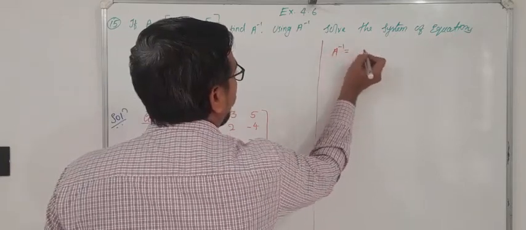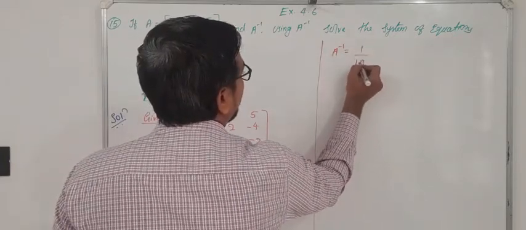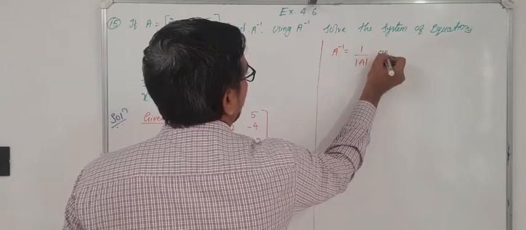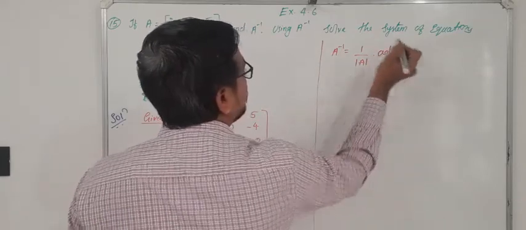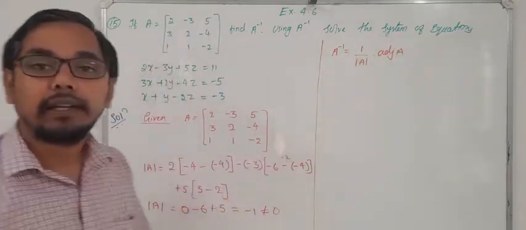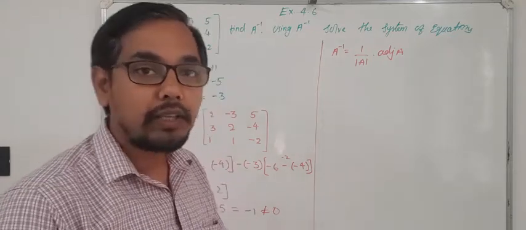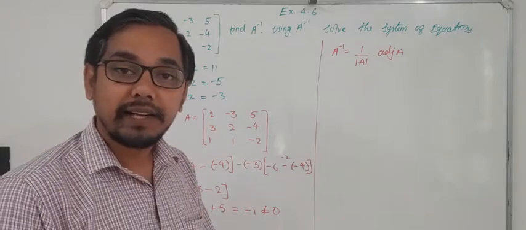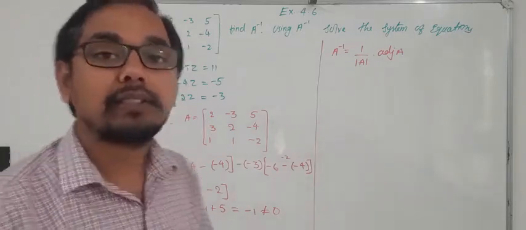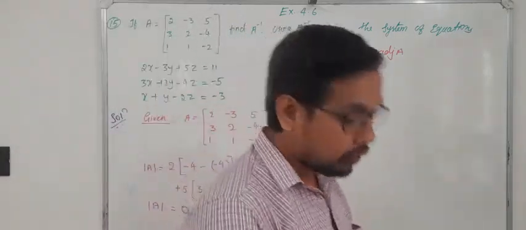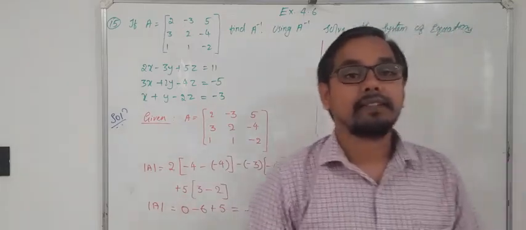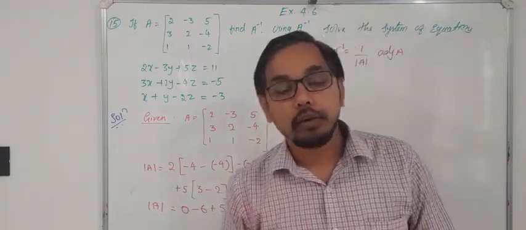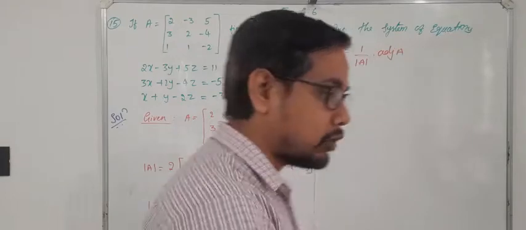A inverse is what? 1 over determinant A into adjoint A, right? So to find adjoint A, we need minors and cofactors. First you should find minors, then cofactors, then you go for finding A inverse, right? So that you do. Directly I will write the value of adjoint.